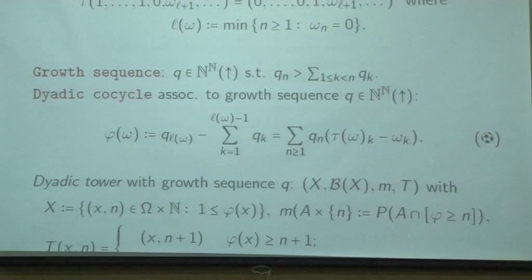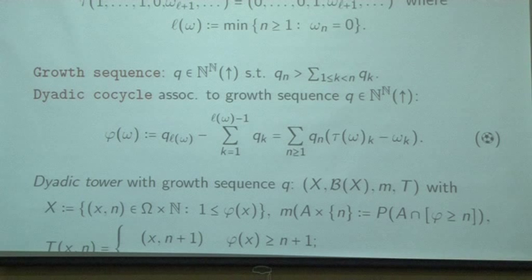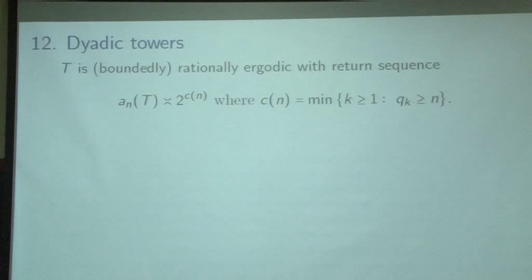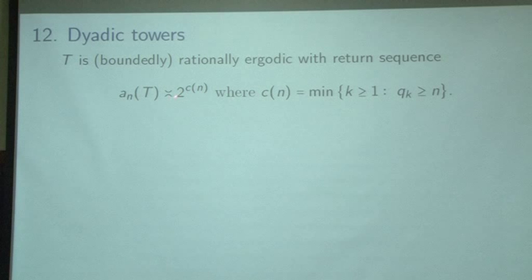So the adding machine is ergodic, and so will the tower be ergodic. But we're interested in weak mixing. In fact, you go a little bit more. You know that this is boundedly rationally ergodic. So we're building this dynamic tower with growth sequence Q. And then you get that it's rationally ergodic. The return sequence, or the sequence involved, is going to be like 2 to the Cn, where Cn is the inverse function of the QK's growth sequence.